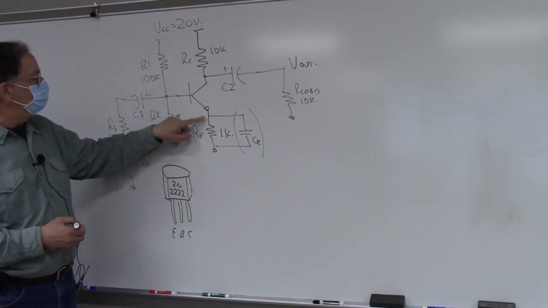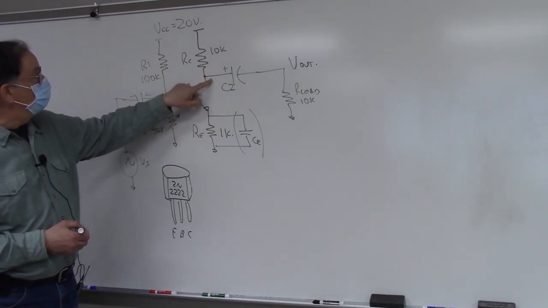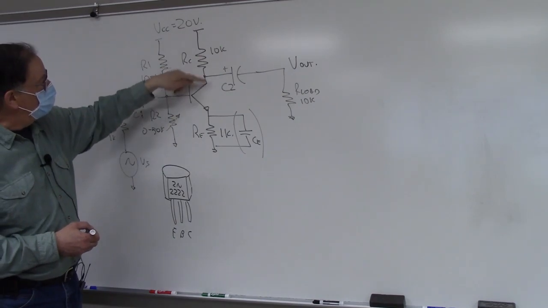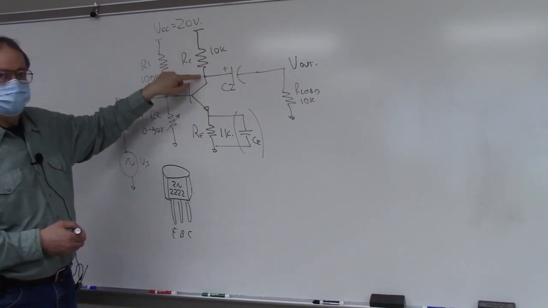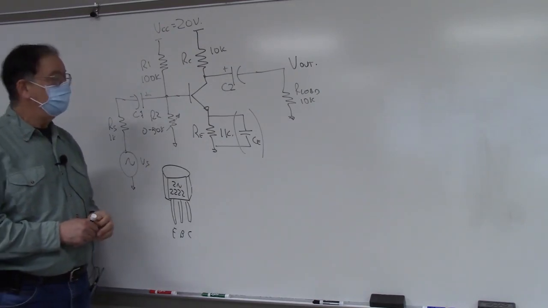And then we're going to measure the VBQ, which is hopefully 1.7. And then VCQ, which is hopefully 20 minus 1 milliamp times 10K. Hopefully this will be sitting at 10 volts. And then once we do that, we're going to go ahead with our AC measurement.